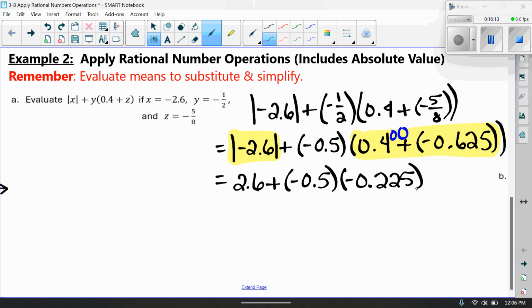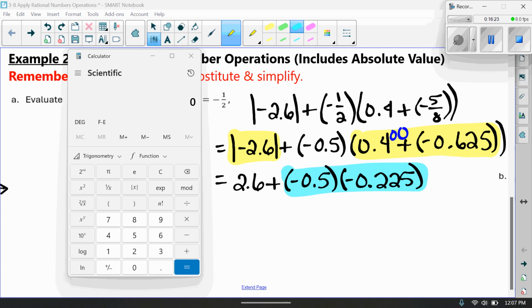All right, now with our order of operations, we're going to do the multiplication next. So a negative times a negative is a positive. And you can just put that in the calculator. So 0.5 times 0.225, that's going to give us 0.1125, and it's going to be positive.